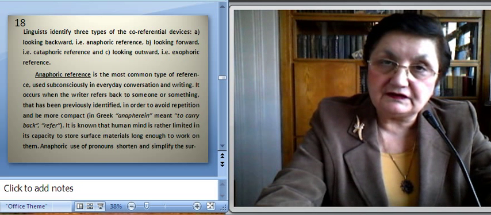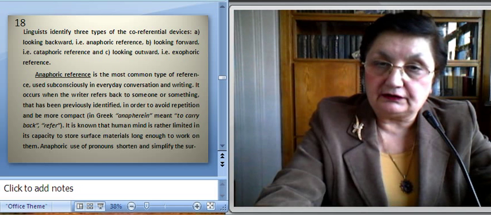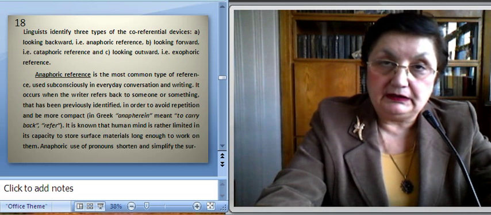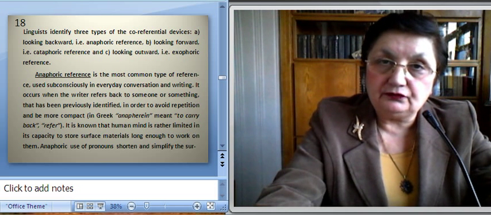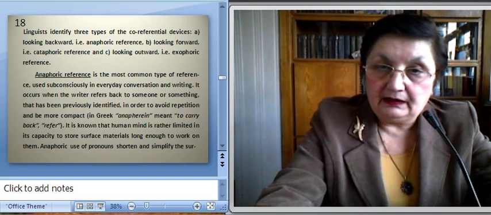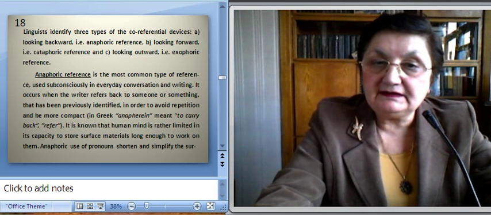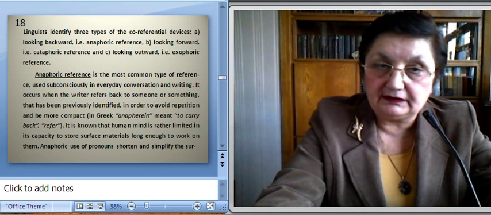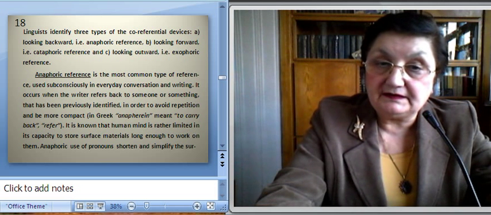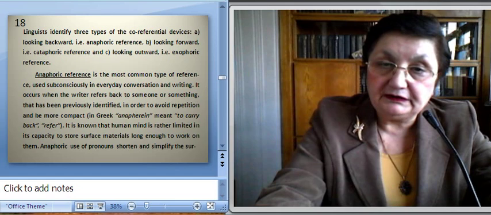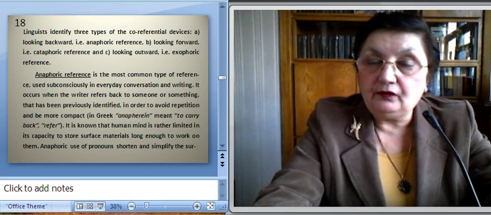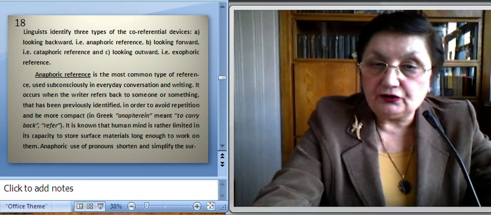to carry back. It is known that the human mind is rather restricted and limited in its capacity to store surface materials long enough to work on them. Anaphoric use of pronouns shortens and simplifies the surface text without any difficulties for the reader. For instance, there was an old woman who lived in a shoe. She had so many children she didn't know what to do.